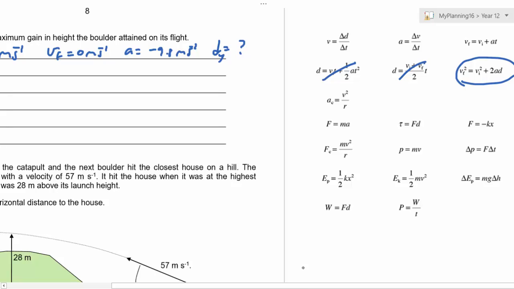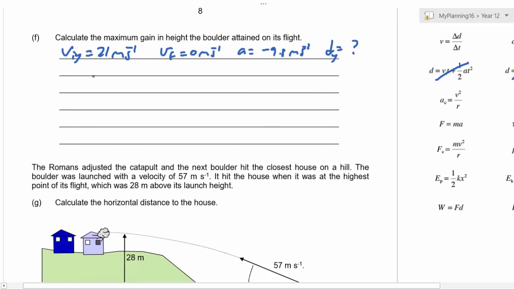So vf squared equals vi squared plus 2ad. Now I know that vf squared is going to be 0 because vf is 0, so I've got 0 equals vi squared plus 2ad. Now I'm looking for d, and so it's going to be vi squared minus, if I subtract it to the other side, and then I'm going to divide by 2a, is going to give me d.